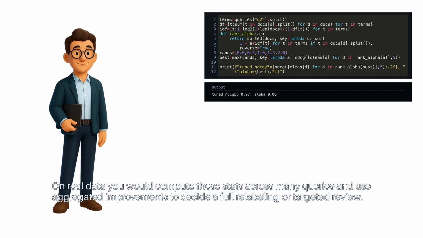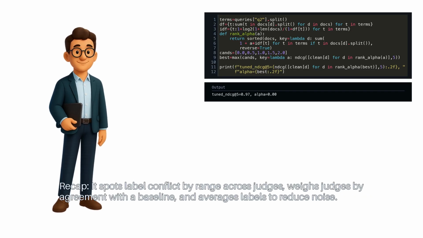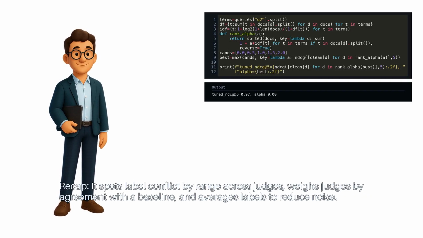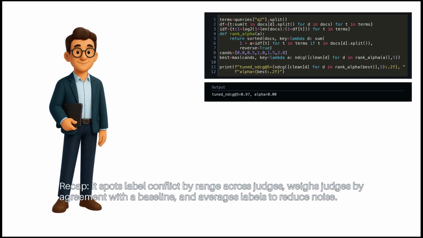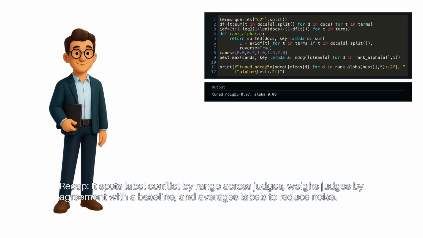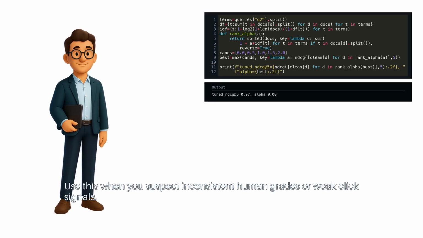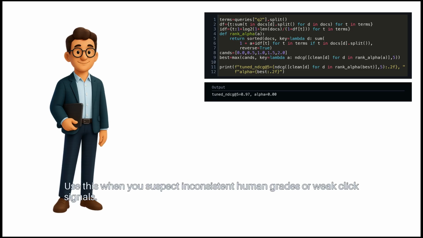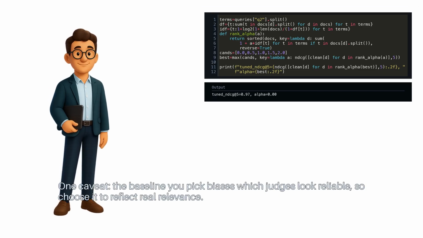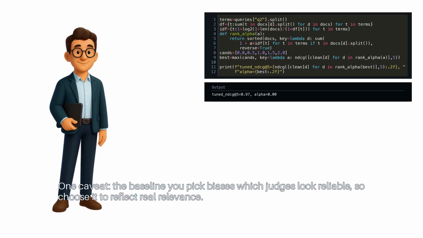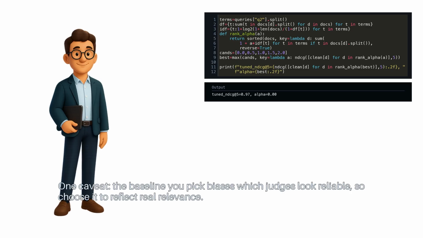or targeted review. Recap. It spots label conflict by range across judges, weighs judges by agreement with a baseline, and averages labels to reduce noise. Use this when you suspect inconsistent human grades or weak click signals. One caveat: the baseline you pick biases which judges look reliable, so choose it to reflect real relevance.